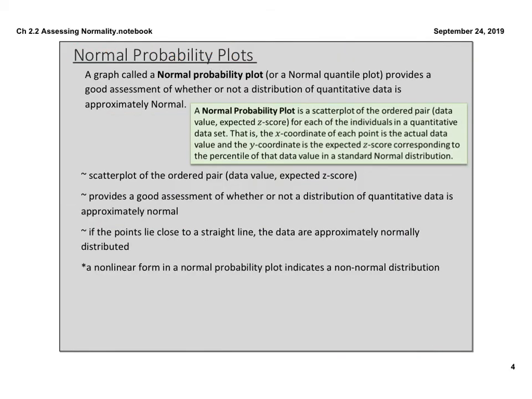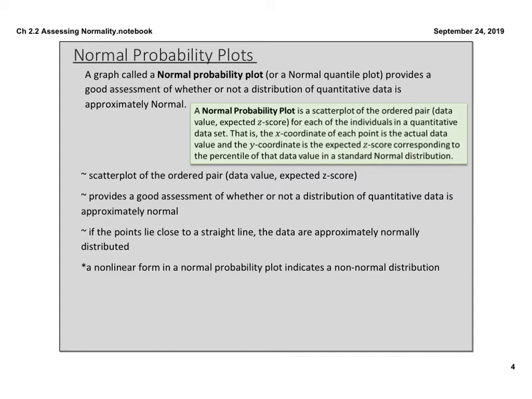All right, so now let's talk about a normal probability plot. A normal probability plot is another way of looking at a distribution of data and to make sure that the distribution is normal or not. So it says a graph called a normal probability plot provides a good assessment of whether or not a distribution of quantitative data is normal.